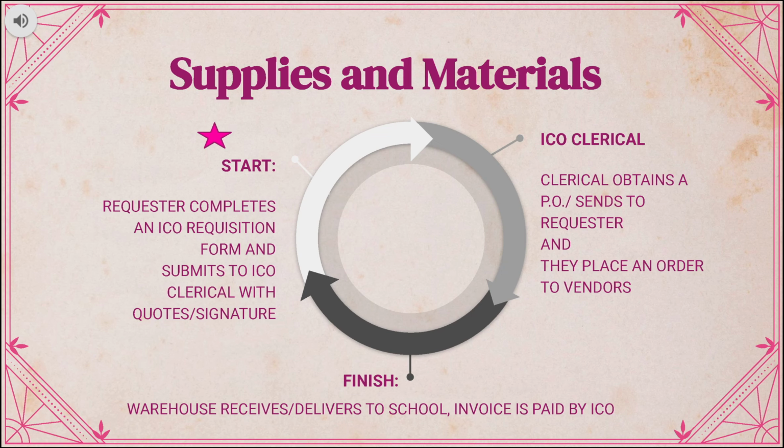Here is our supplies and materials workflow. We begin at the requester's level. The requester completes an ICO requisition form and submits to the ICO Clerical with quotes and signatures. The ICO Clerical then obtains a purchase order and sends to requester or vendor to place an order. The vendor then delivers to the warehouse, and the CCSD warehouse personnel process the orders and deliver to the school level. The school personnel will receive packages and sign on behalf of the requester.